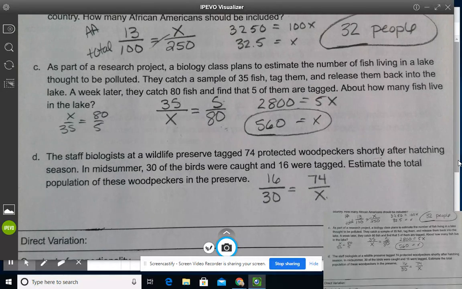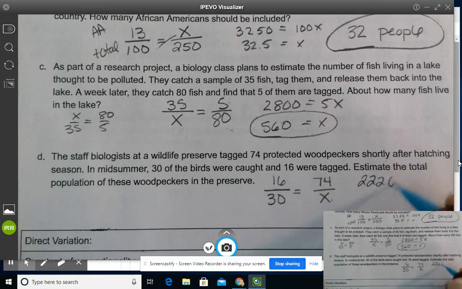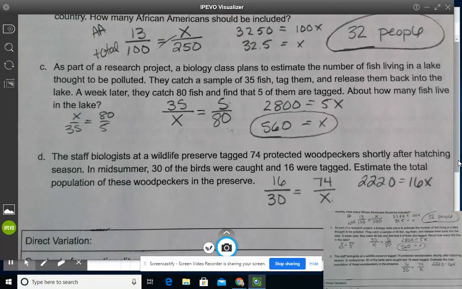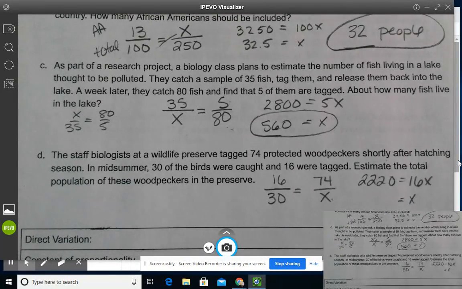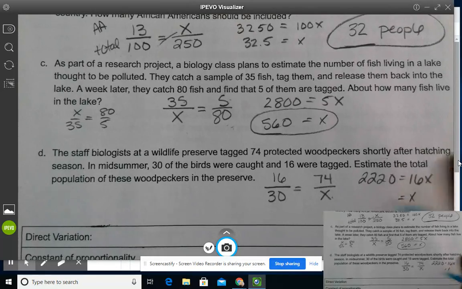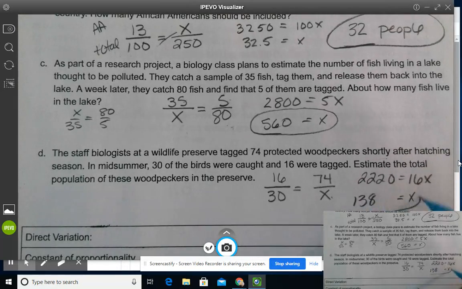So 16x and 30 times 74. Which would mean that, and again, we're going to round down because you can't have 0.75 of a woodpecker. So we'll say about 138 would be our number.